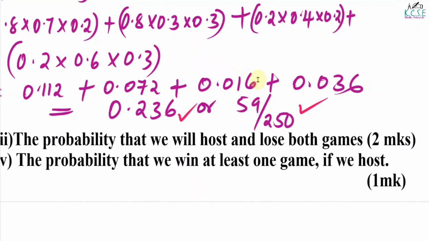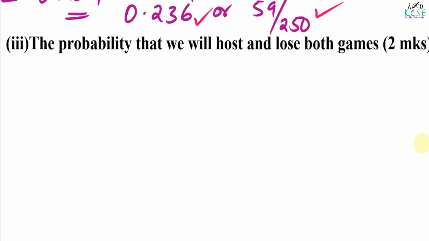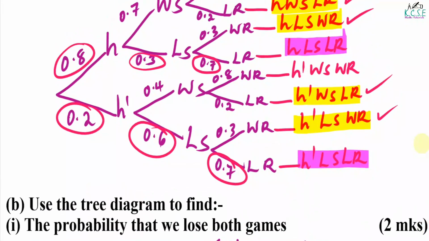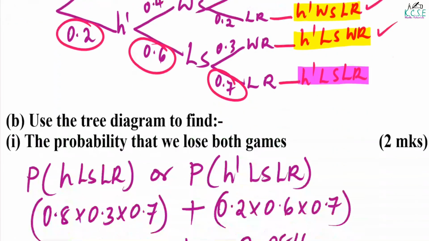The next one is the probability that we will host and lose both games. So when you go to the tree diagram, let us look at the probability that we host and lose both games. And here it is. So hosting, losing soccer, losing rugby. This one. Probability of hosting, losing soccer, losing rugby.